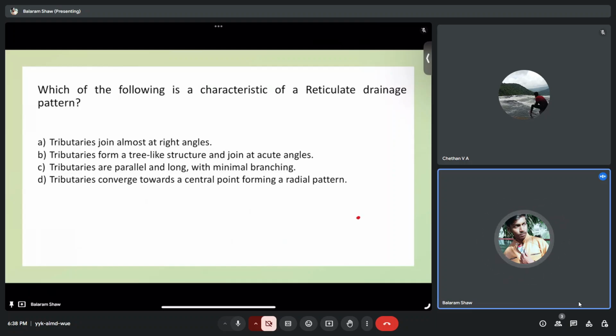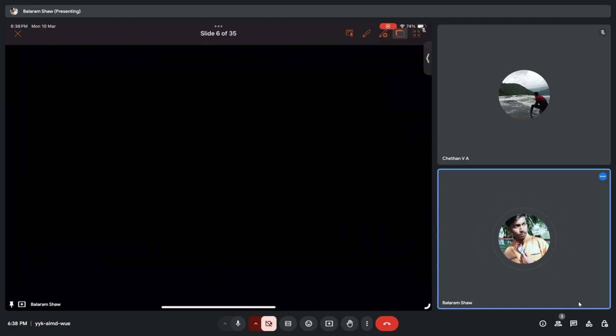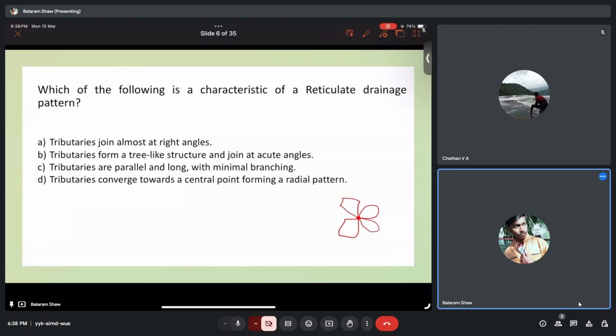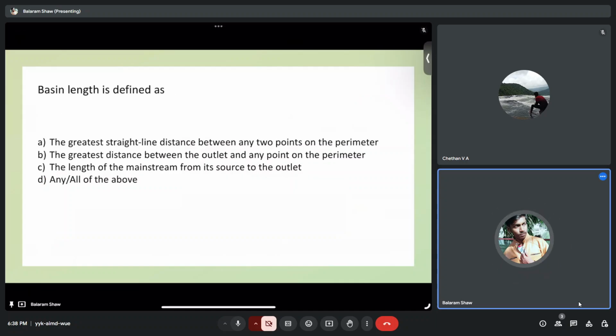So let's say if this is a central point and the water something like this. I'm just making something, okay, something like this. So you can see it is having a radial pattern, or we can say this has, sorry, this has reticulate pattern, correct? So the correct answer will be D. That is, tributaries which converge towards the central point forming a radial pattern follows the reticulate drainage pattern. Okay. Next we have this.